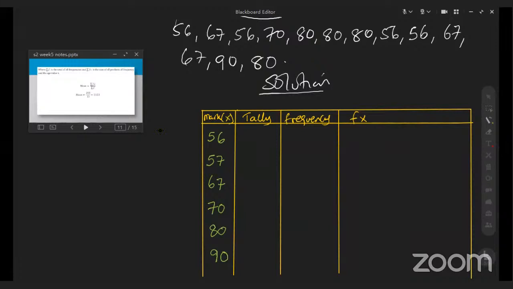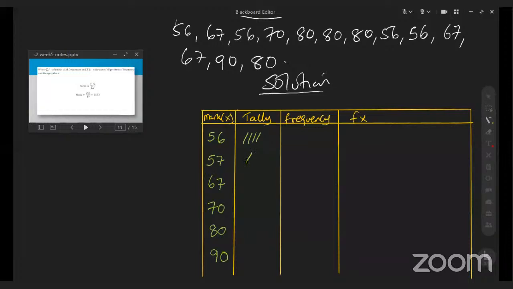Okay, let me use Linda. Teacher, 56 appears four times. So we cross out? Yes, four times. Then 57? Let me see. 57 appears once.